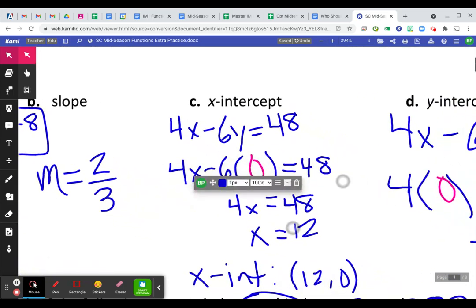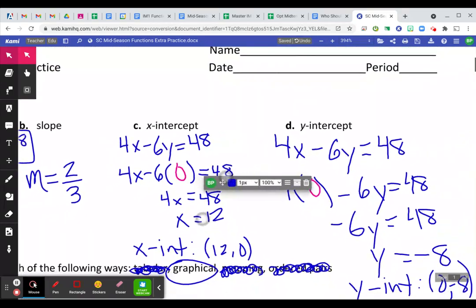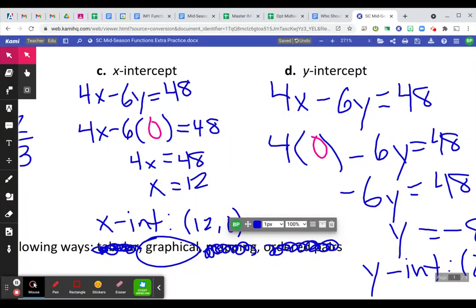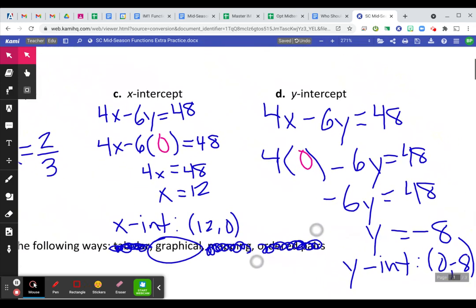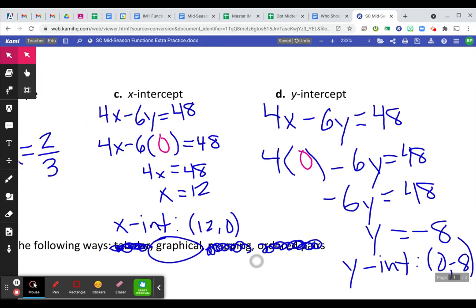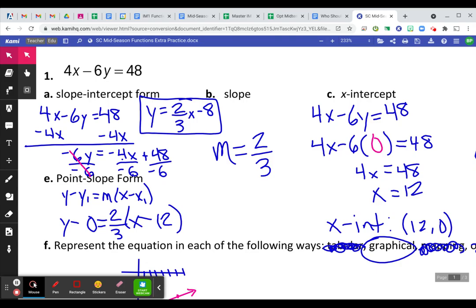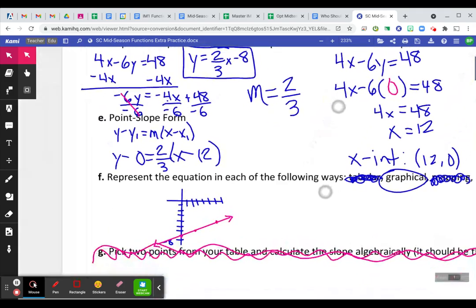X-intercept and y-intercept, the point of standard form is that you can just plug in 0 for y here and solve for x, and that gives you the x-intercept, 12, 0. And then over here, same thing, you can plug in 0 for x and solve for y, and that gives you the y-intercept. And that y-intercept of 0, negative 8 should be the same as we have here in our slope-intercept. So it checks out.